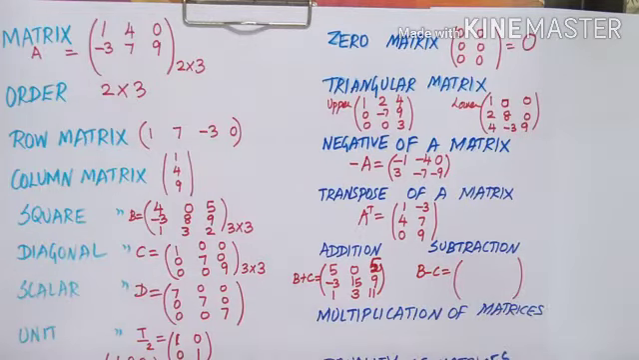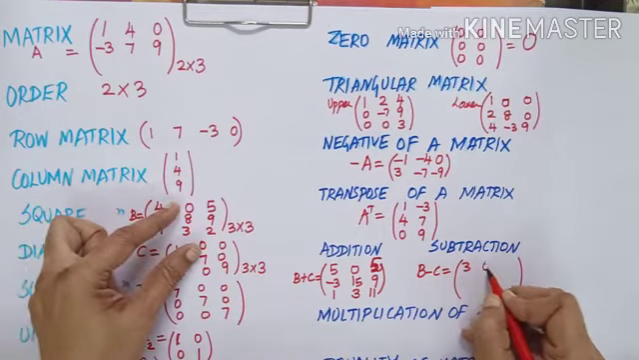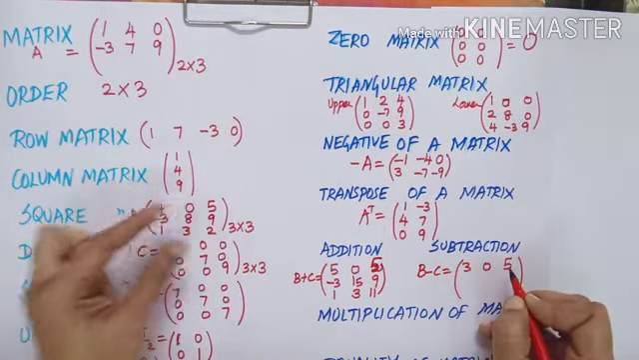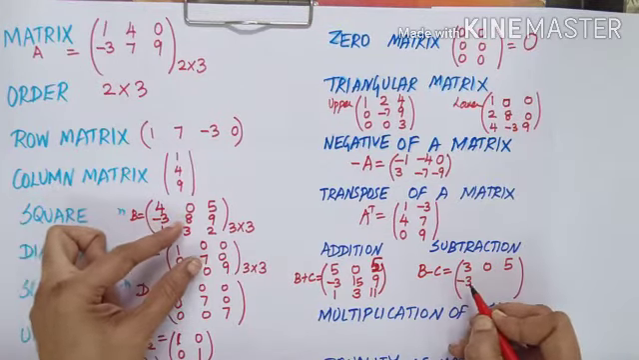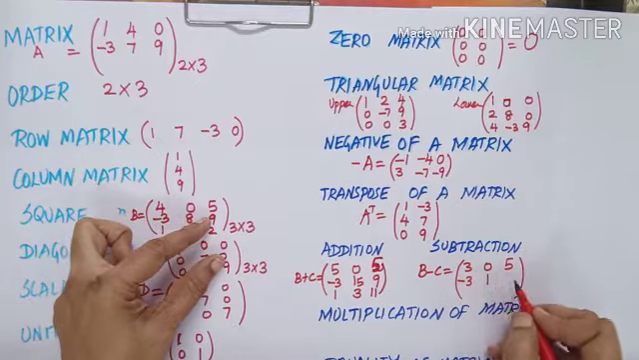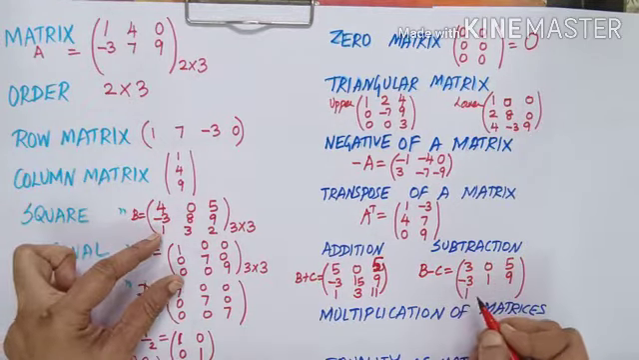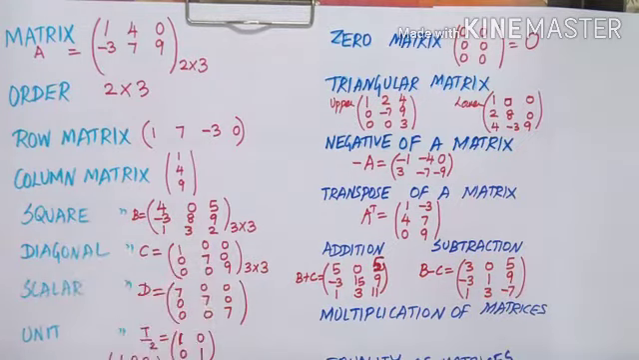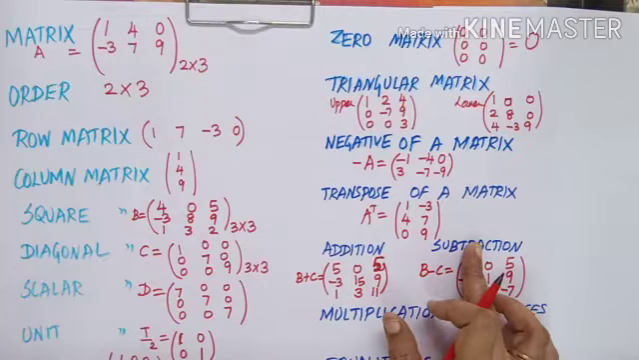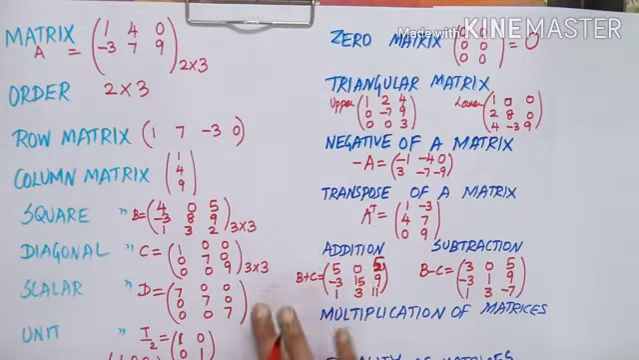What is B minus C? Subtract. 4 minus 1, 0 minus 0, 5 minus 0. Second row and second row. Minus 3 minus 0, 8 minus 7, 9 minus 0. Third row and third row. 1 minus 0, 3 minus 0, 2 minus 9. So addition and subtraction can be done only if they are of same order.